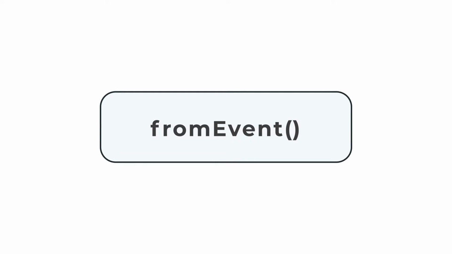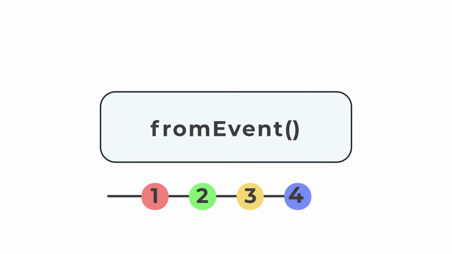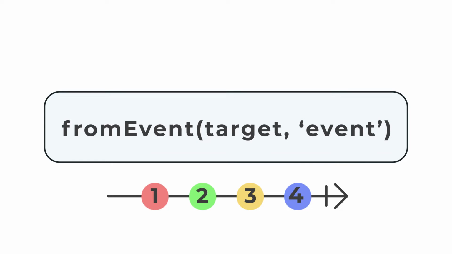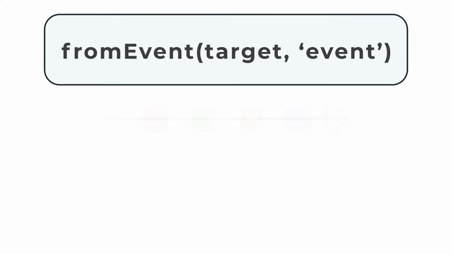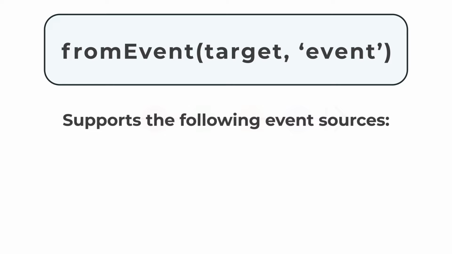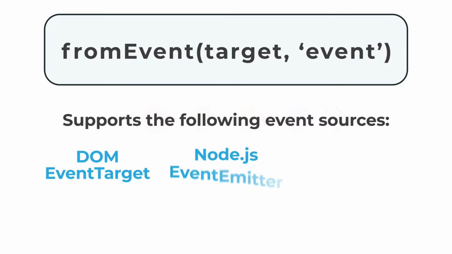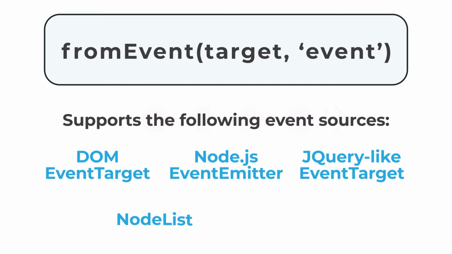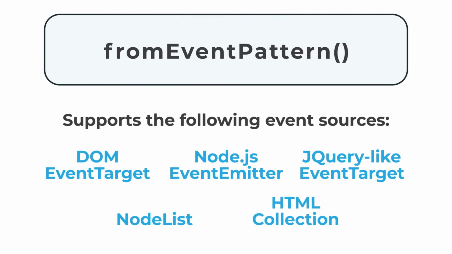Today, we're going to talk about the RxJS creation function fromEvent. The fromEvent creation function emits a stream of events from a specific target source. At its most basic, fromEvent will require you to provide a target and an event name for it to listen on. Out of the box, fromEvent supports the following event sources: DOM event targets, a Node.js event emitter, a jQuery-like event target, a node list, or an HTML collection. Should your needs go beyond any of these targets, you should check out fromEventPattern.